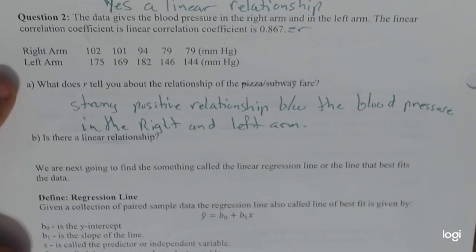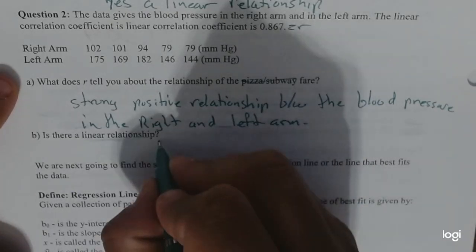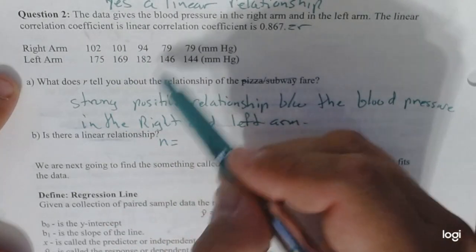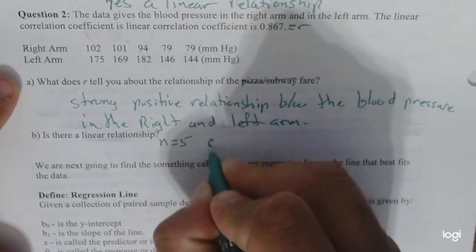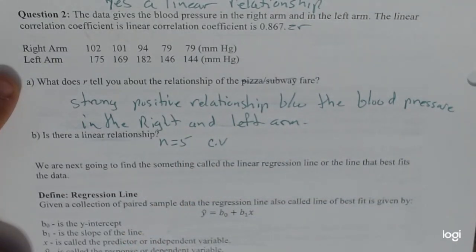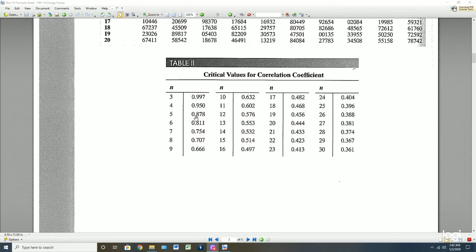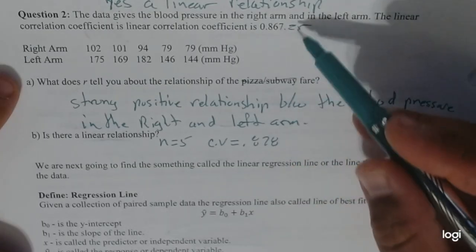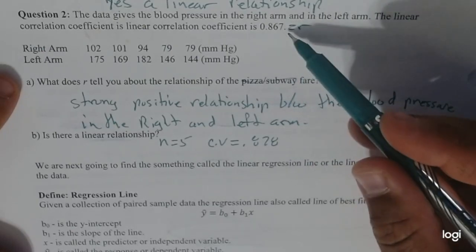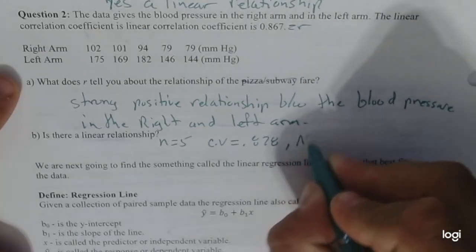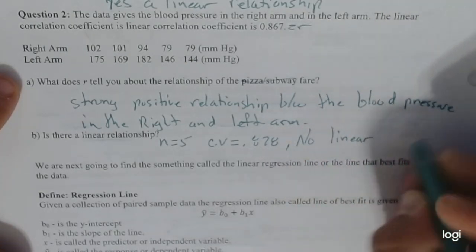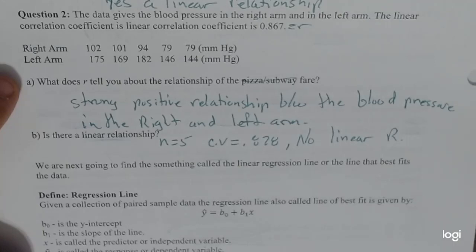Okay, and next is your linear relationship. Same thing: we have to find n. So 1, 2, 3, 4, 5 pairs this time. If we go to our formula sheet, n is 5, so the critical value is 0.878. Is r smaller or bigger? Definitely r is smaller, so therefore we have no linear relationship. It's barely, slightly smaller than the critical value.